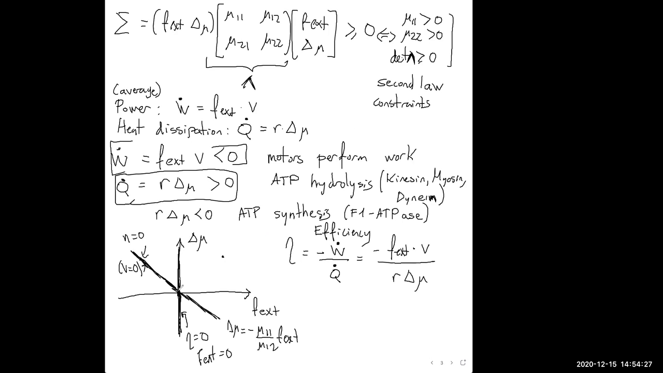And then we must see that if we are here, F is positive, delta mu is positive, R is positive, and V is positive. So the efficiency is negative. We are not interested in this area. The only interesting regions for us are here and here. In these regions the efficiency eta is positive. It is 0 along this line, and it is 0 along this line.